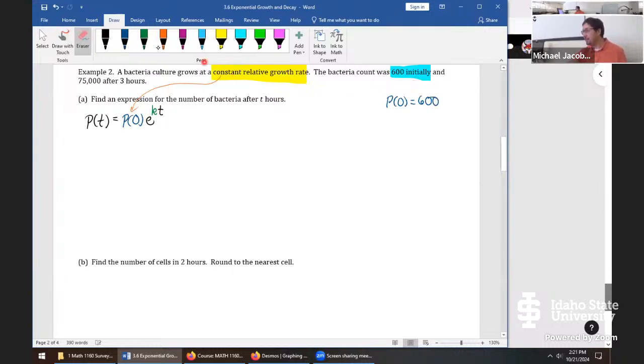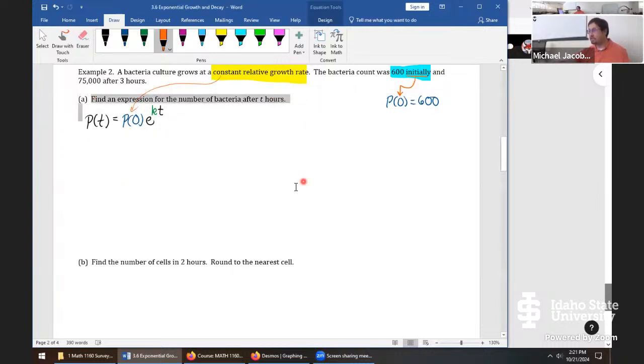And I want to target that arrow there just a little bit better. From the word initially, we plug in 0 into the model and get 600. And all part A is asking us to do is find the expression for the number of bacteria at t hours. That's the right expression, but there are 2 unknowns. We need the initial value. We found it just by reading the problem and understanding the context. We also need to get the value of k. So let's keep on going.